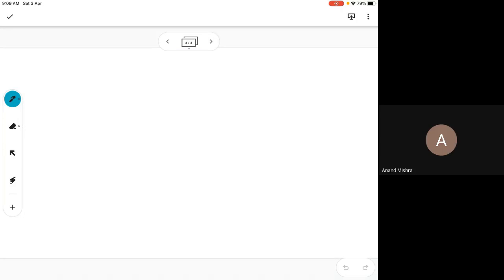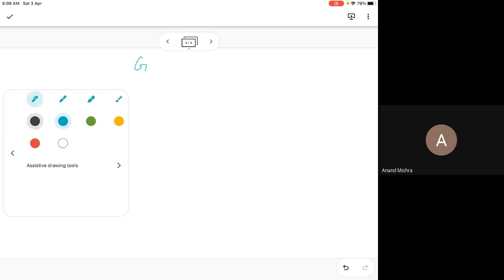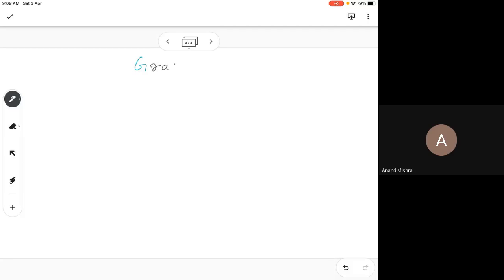So today we are going to discuss some more about graph matching. Any question on graph coloring before we move? Okay. Matching.